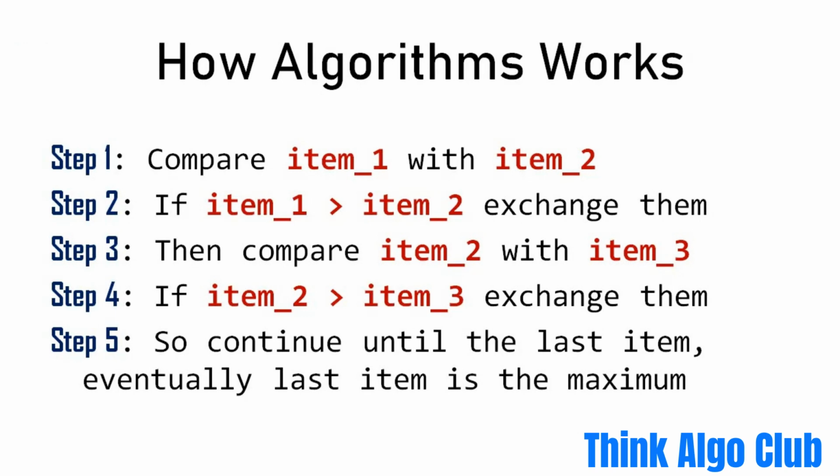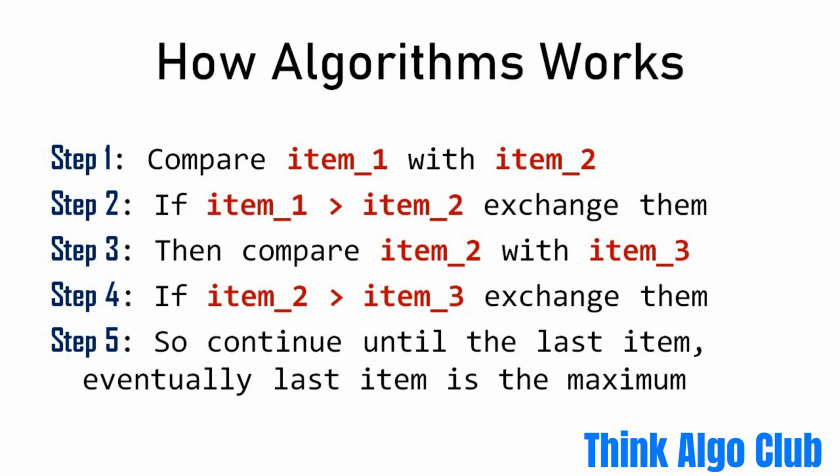We are going to take the first value, item 1, and the second value, item 2. We compare both. If the first value is greater than the second value, then we exchange the positions. Then we go to the second value, that is item 2, and the third value, item 3. We compare them. If item 2 is greater than item 3, then we exchange them. Otherwise, we'll choose item 3. So we'll continue this till the last item. Eventually, the last item is the maximum value. These are the 5 steps in the algorithm, and we are going to use the code.